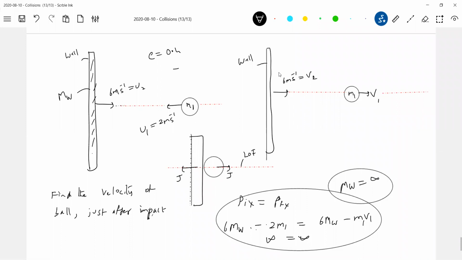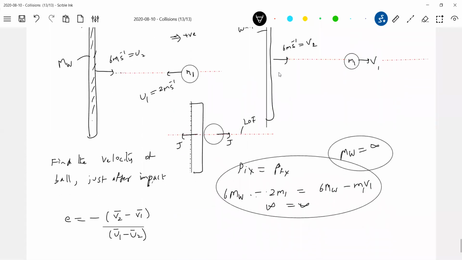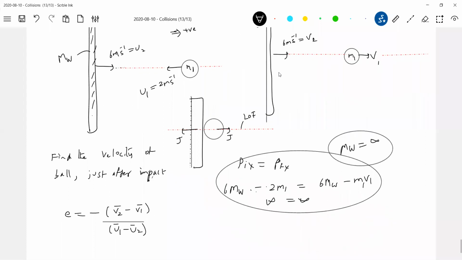Let's define towards the right as positive. So what is the coefficient of restitution? The formula is the relative velocity of separation, V2 minus V1, over U1 minus U2. This is the basic definition. So what is V2? V2 will be 6 plus 6. These V2 and V1 are velocities measured along the line of impact.